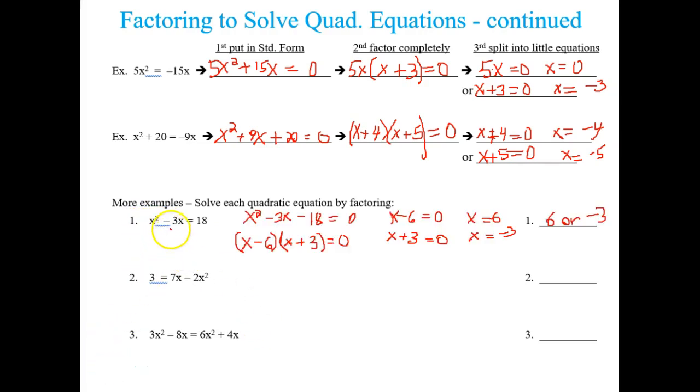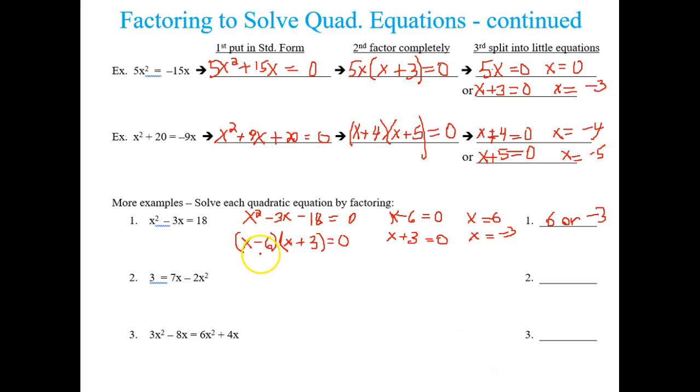In this example, the first thing I did was move the 18 over to the left side. So I get x squared minus 3x minus 18 equals 0. And so then I look for the factors of negative 18 that add up to negative 3. So one of them has to be negative, one of them has to be positive. And so negative 6 and positive 3 will work because negative 6 and positive 3 multiply to give you negative 18, but they add up to negative 3. So that's how it factors in the binomials.